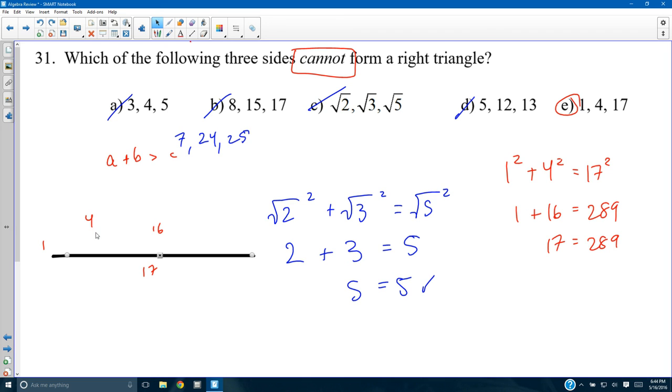The only way is if 1 and 16 together are greater than 17. Even if it's 16.1, at least that'll make me a triangle. This couldn't even make a triangle, much less a right triangle. So, you're good.